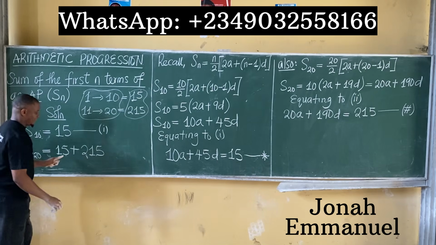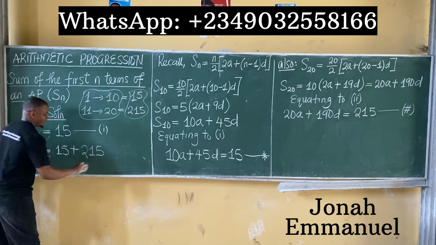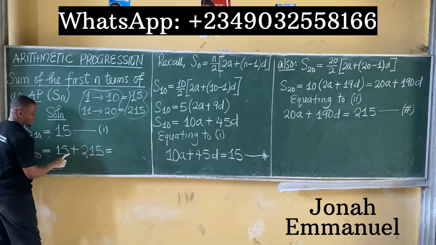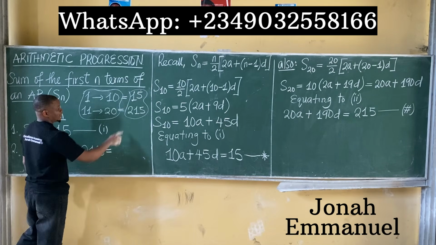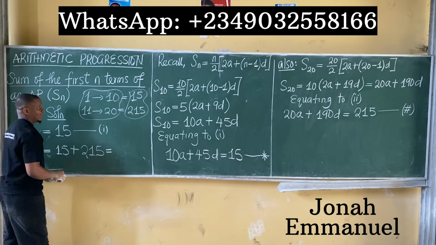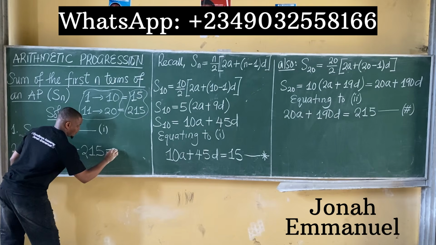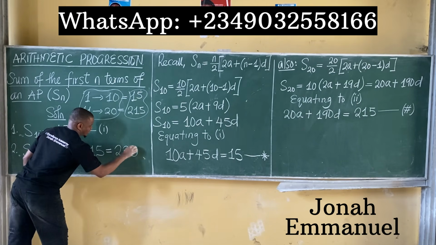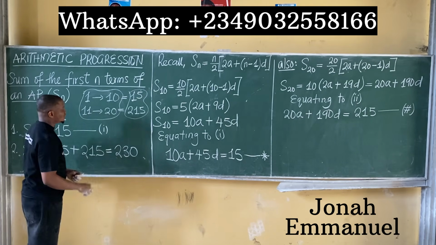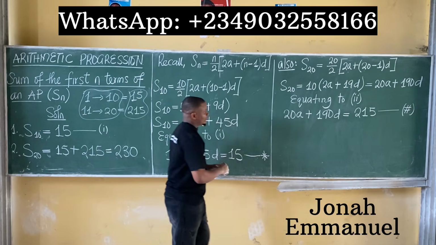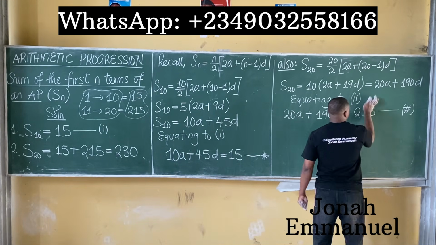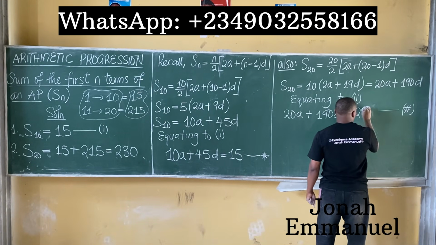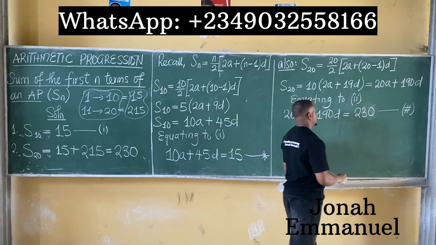So it becomes 15 plus 215. And 15 plus 215 gives you 230. So S of 20 is 230. So I would come here and make this 230 instead. All right, 230 instead. Yep.